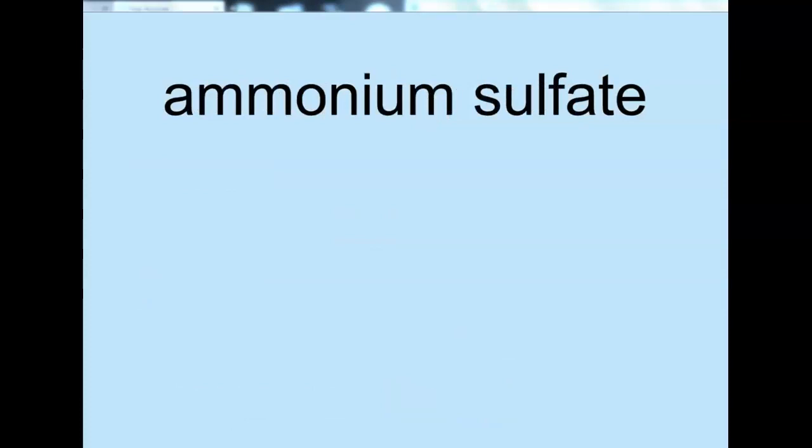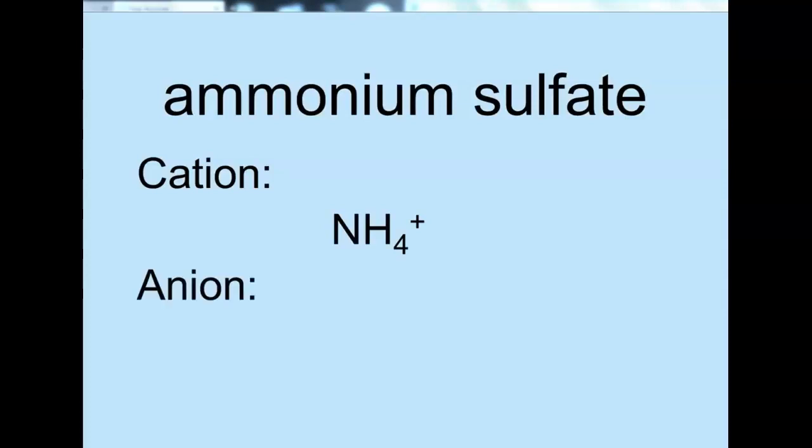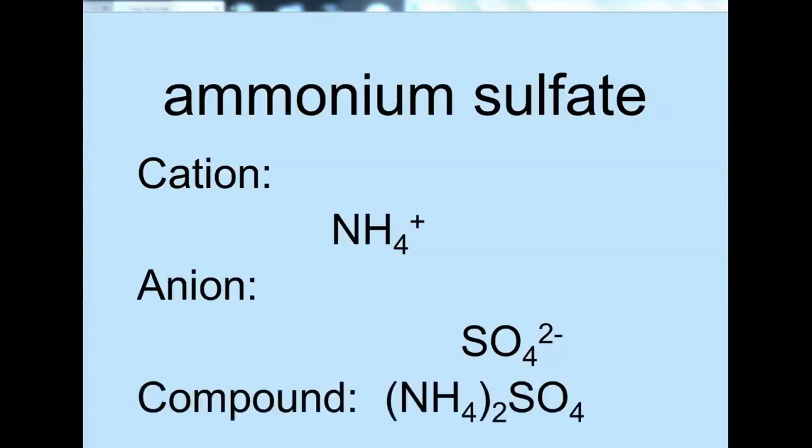Let's try ammonium sulfate. What's the cation? NH4 with a +1 charge. What's the sulfate? SO4, 2-. Again, we're going to need to double that ammonium cation so that we can match the charge and get to 0. So there we have 2 NH4s and an SO4. The parentheses keep our group together, and I want 2 of that group: (NH4)2SO4, ammonium sulfate.